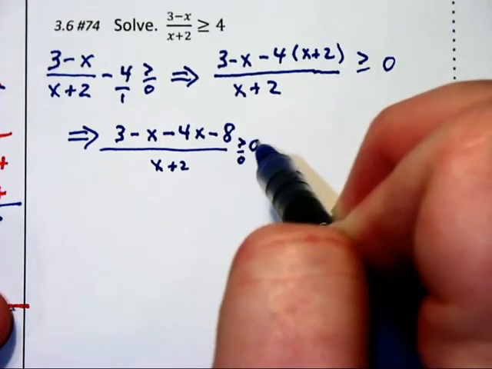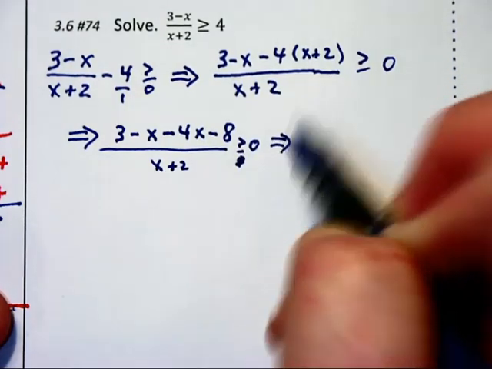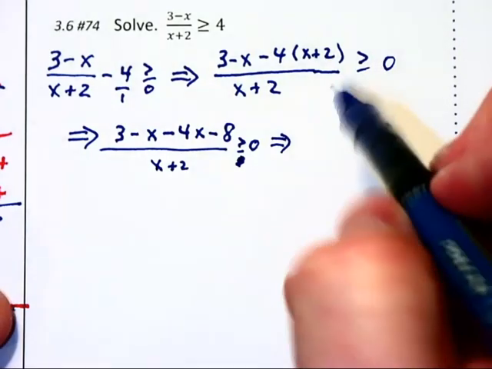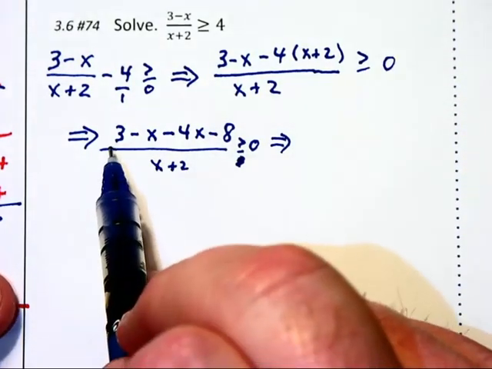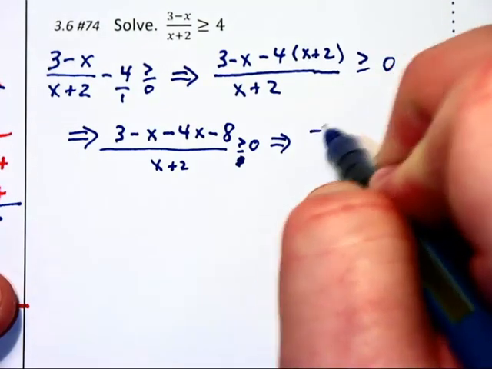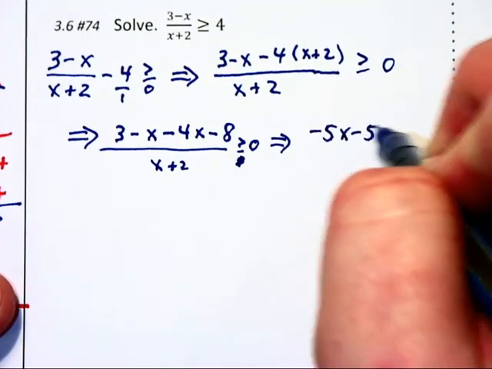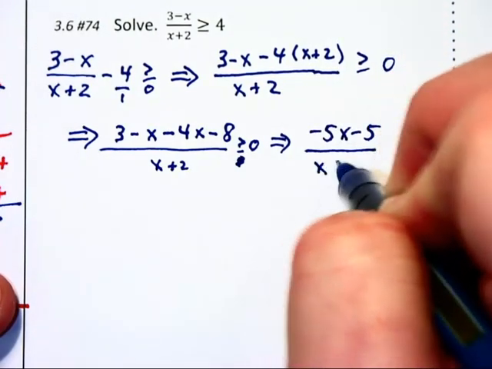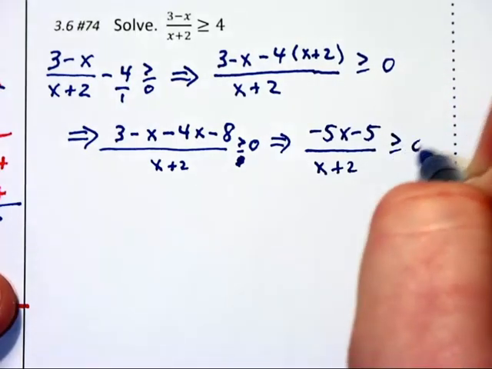0 right there. And that implies that when we subtract, we're going to have 3 minus 8, that's negative 5, and here we're going to have a negative 5x, so negative 5x minus 5 over x plus 2 is greater than or equal to 0.